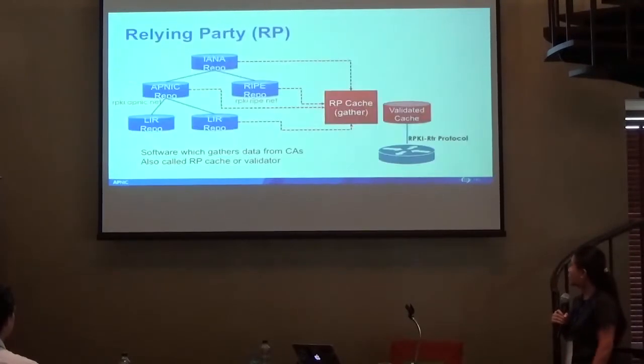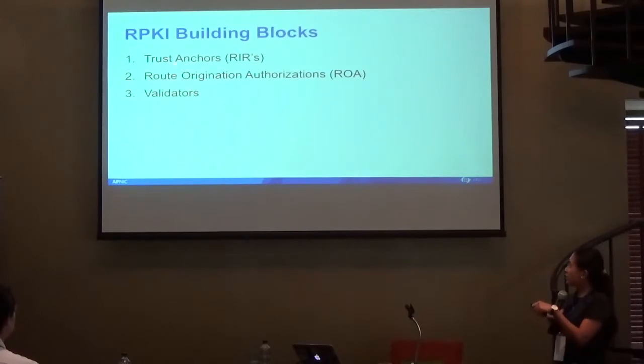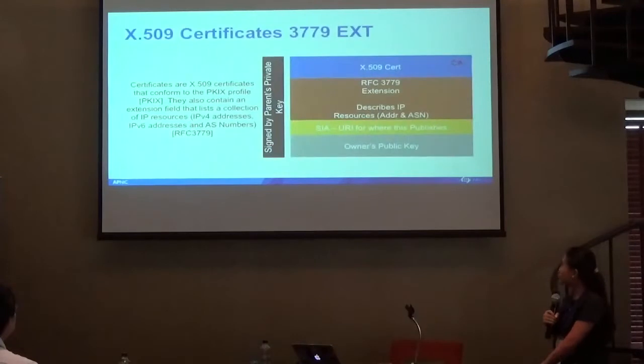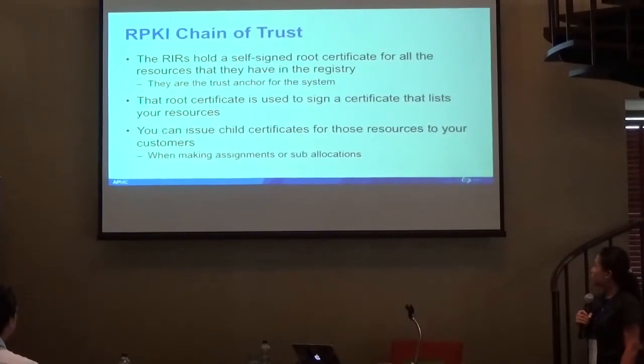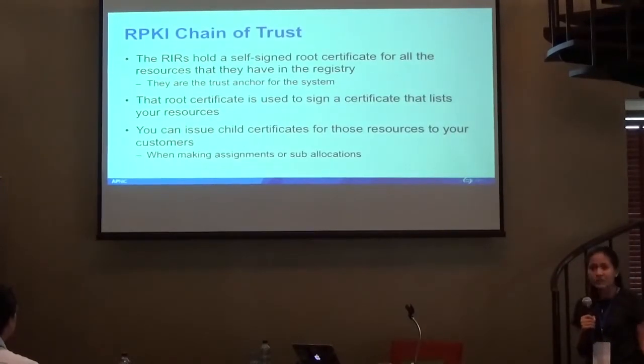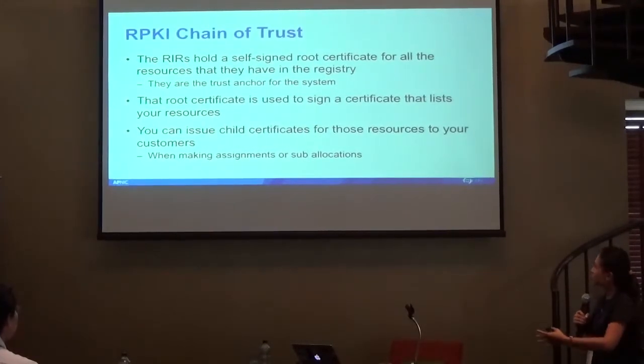Components and how you can build this. So building blocks, you have trust anchors, ROA, and validators. So what you can do for now is using the RPKI chain of trust, create your ROAs. What's chain of trust really?